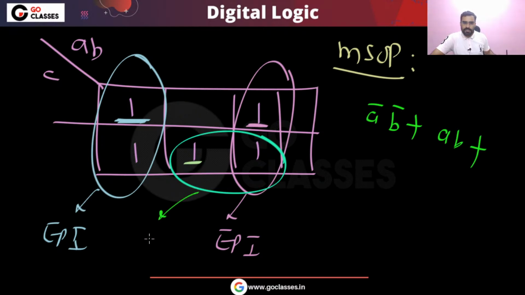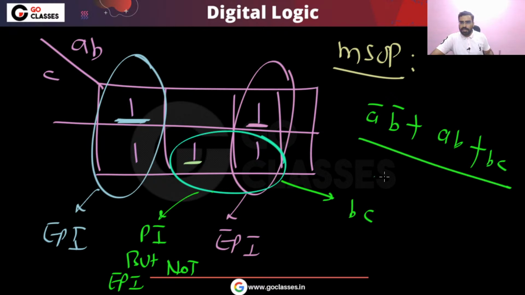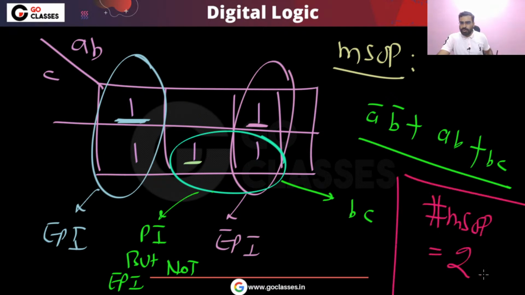Okay, so what is this? You can notice this is PI but not EPI. Here you can just check it out. For this one, this is in the area of BC. So you will get BC. You can notice two minimum SOP you have. So the number of minimum SOP is 2.